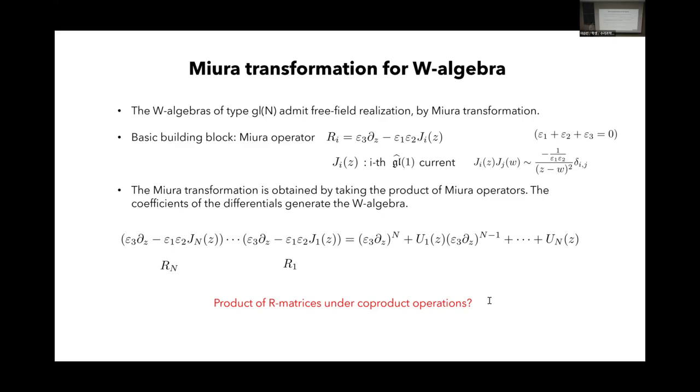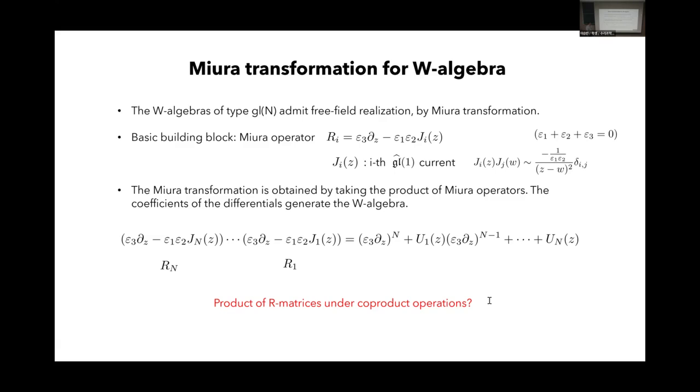What I want you to notice is that this Miura transformation is better than just saying that there's a free field realization, better than just saying there's an embedding into the tensor products of free bosons. Because let's say I want to increase the rank n by 1, then I would just bring one more copy of the Miura operator, R_{n+1}, to the left, and I will just take the product. Then I'll get the new currents U up to U_{n+1}. So it's constructive in that manner.